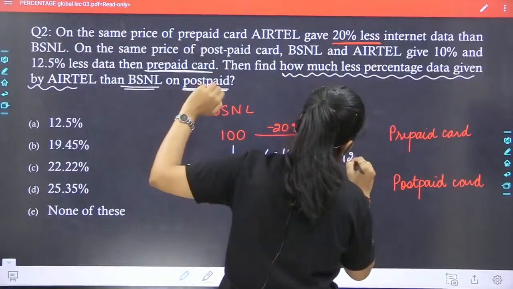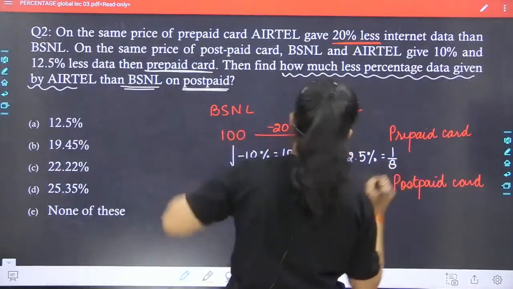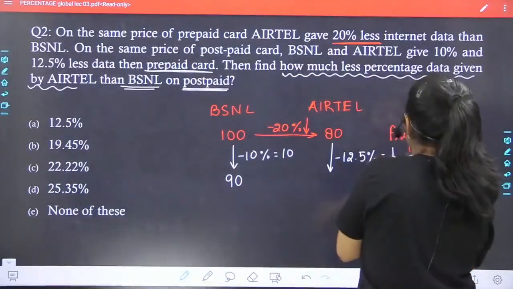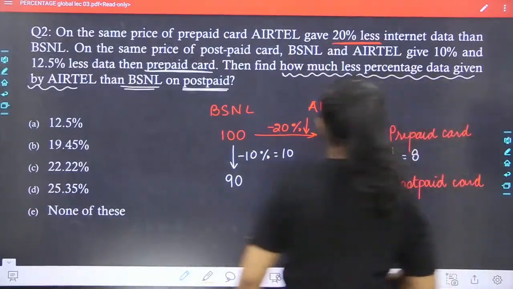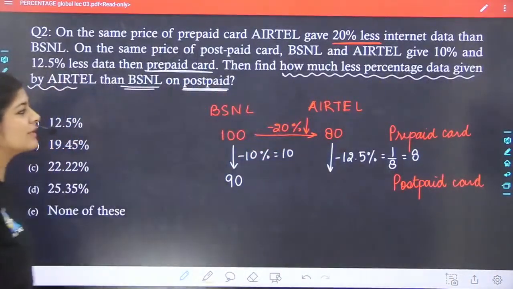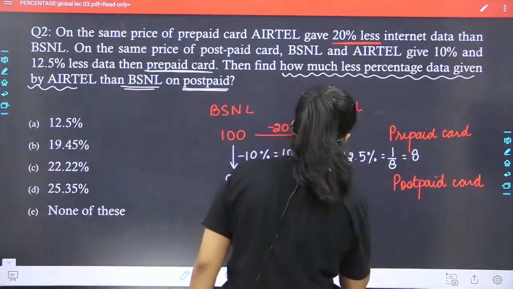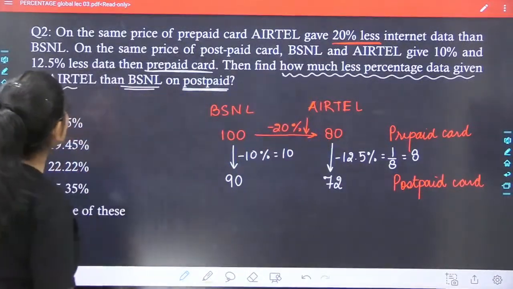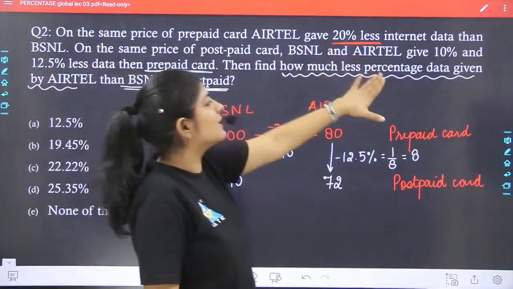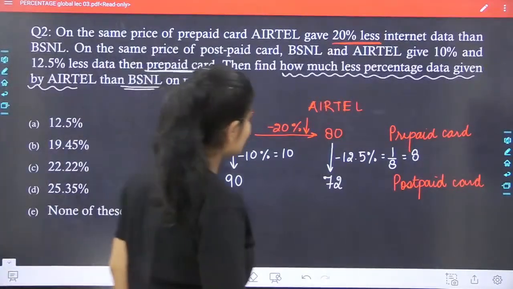minus 12.5%. That means we can say it is equal to 1 by 8. If this value is equal to 1 by 8, that means this value is 8. So the data given by Airtel on the postpaid card is equal to 72. Now we have to calculate how much less percentage data is given by Airtel than BSNL on the postpaid card.